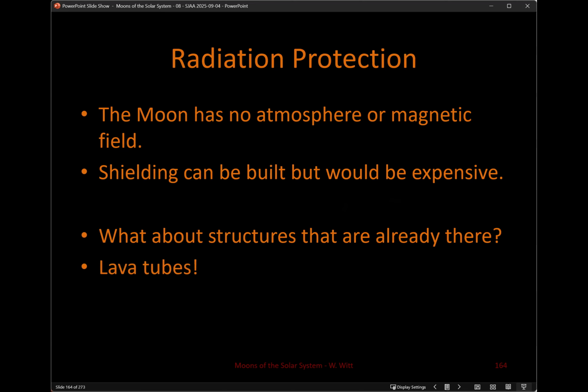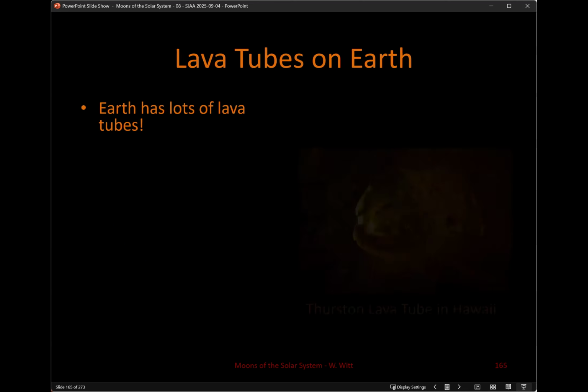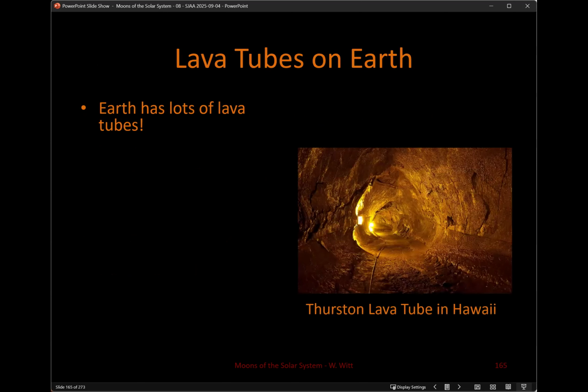So we could build shielding, but it would be very expensive to do. So what about structures that are already there? And it turns out there are things like lava tubes up there. I'm not sure if anybody here in the audience has gone to check out a lava tube. This is a picture of a lava tube in Hawaii.